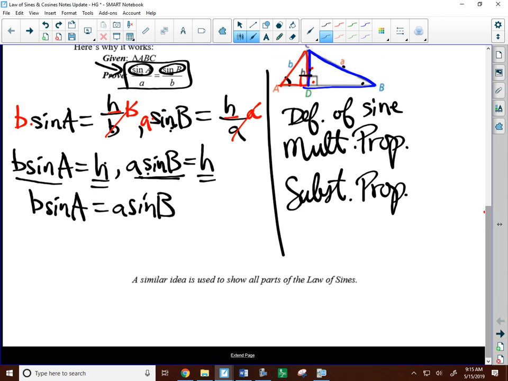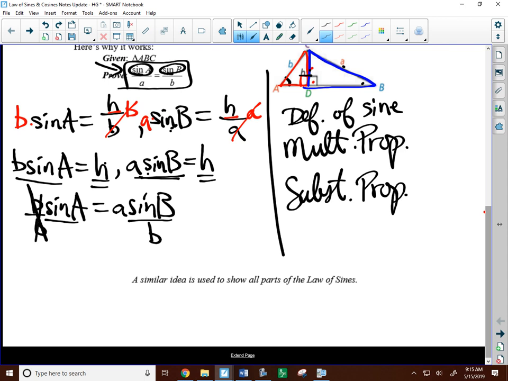And finally, last step here, I got sine A on the left and sine B on the right. That's good. I need them to be alone. I don't want this B and A here with them. So I'll just divide. I'm dividing both sides by B. Let's start with that.